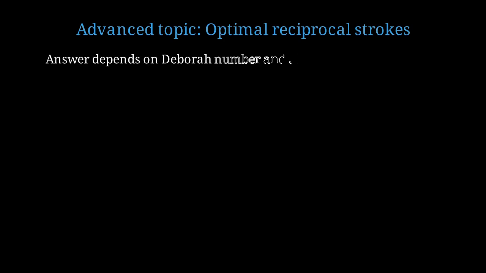An advanced question is, what reciprocal stroke produces maximum displacement in viscoelastic fluids? The answer depends on the Deborah number and the frequency of the reciprocal stroke. There's typically an optimal frequency that maximizes swimming speed. The optimal angular frequency is typically on the order of 1 over the relaxation time lambda. This ensures maximum elastic energy storage and release asymmetry.